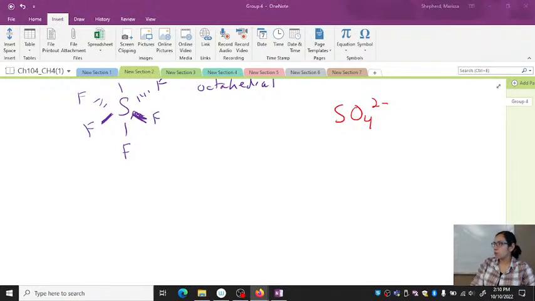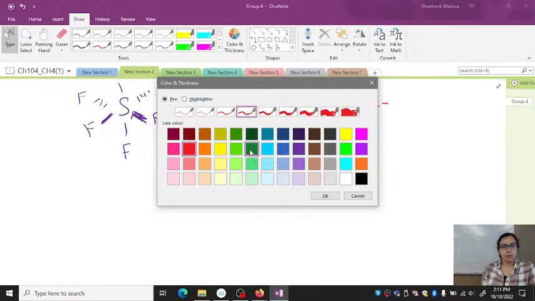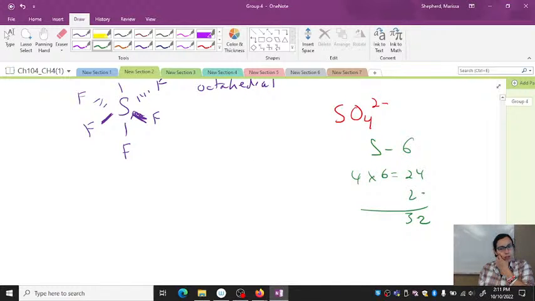We have a sulfate structure. So how many total electrons are in here? 32, so 6 from sulfur, 4 times 6 is 24, and then 2, so 32. And then you could start drawing one bond to each oxygen, but then what did you find with your formal charges, perhaps?